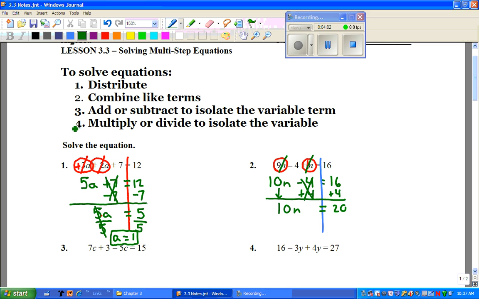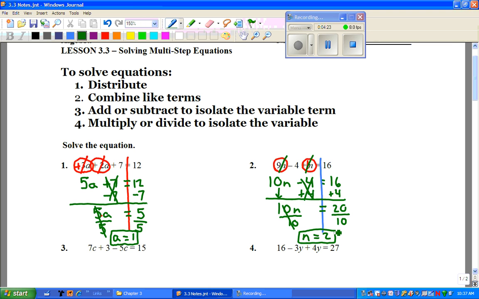Step 4 now, divide. We're going to divide by 10. And you never, ever, ever divide by the variable. You only divide by the coefficient in front of the variable. Right, this side by 10. That cancels out to 1. And you have n is equal to 2.